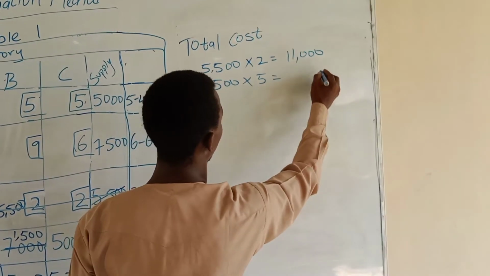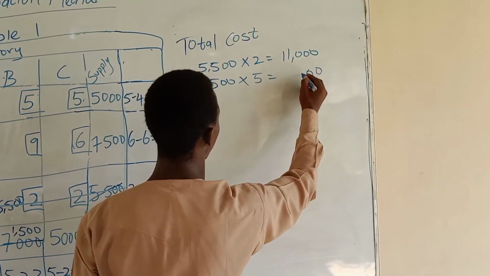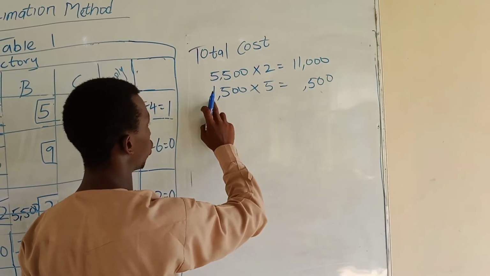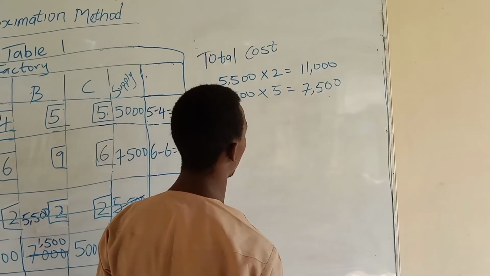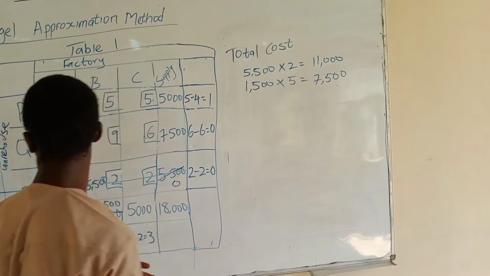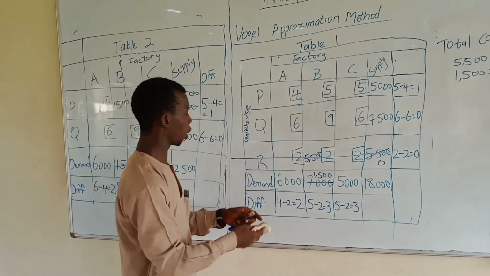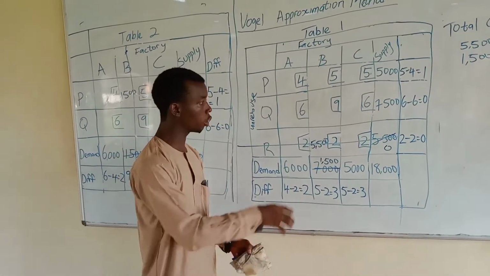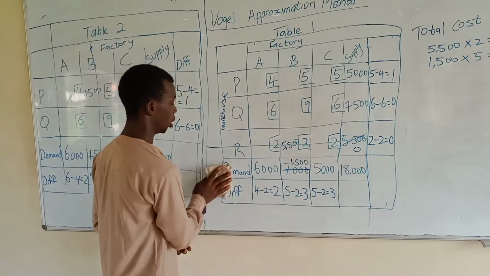We have 0, 0. 5 times 5 is 25. Put our 5 here. Remaining 2. 5 times 1 is 5, plus that 2 makes it 7. That's 7,500. We will move to the next table. Because of this limited space, we have to rub this up. Just take note of this, and then we open another table entirely.